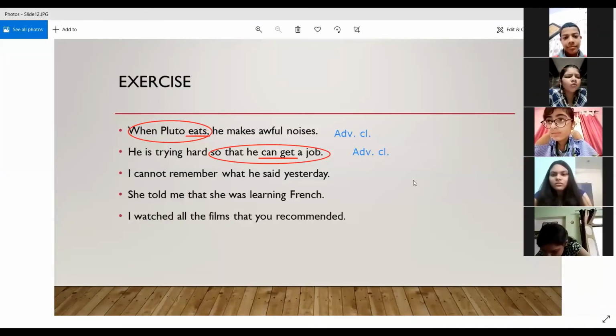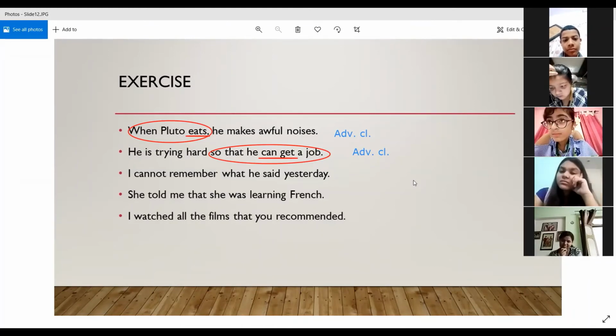Anirudh. Yes, sir. Sir, I cannot remember, in this sentence, what he said yesterday. You should be confirmed first. Are you telling me or asking me? Sir, I am confirmed that what he said yesterday is the clause. Yes, sir, noun clause. Okay.